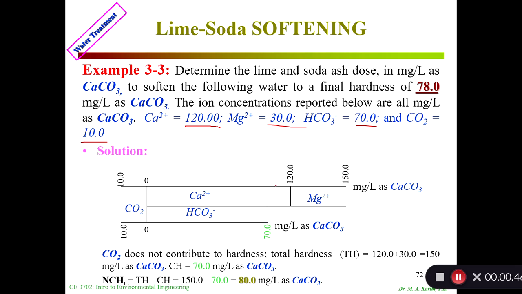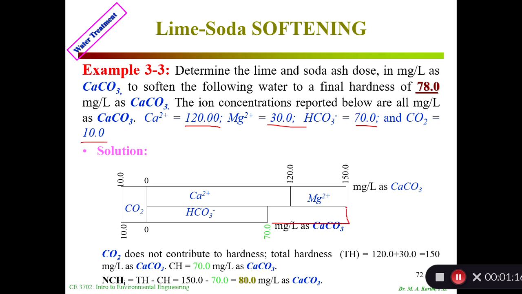So what I did here, I plotted this. This is 0. On the left side would be the carbon dioxide, which is 10 milligram per liter. Then calcium is 120 and magnesium is 30, so the total would be 0, 120, 150 milligram per liter as calcium carbonate. Everything is in milligram per liter as calcium carbonate, and bicarbonate was 70. I put it in there.